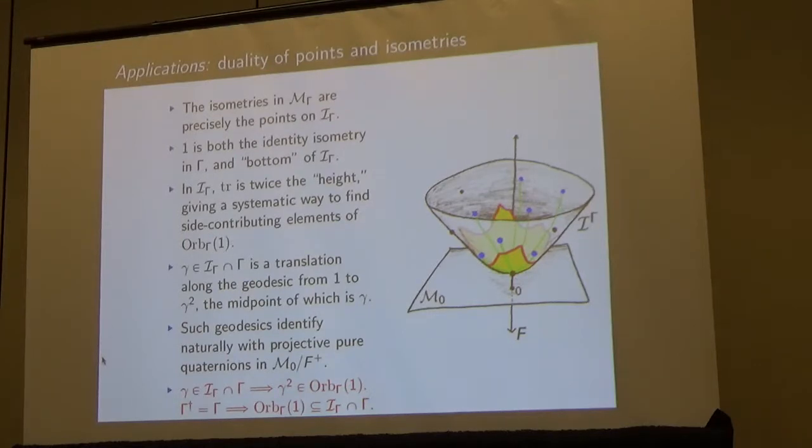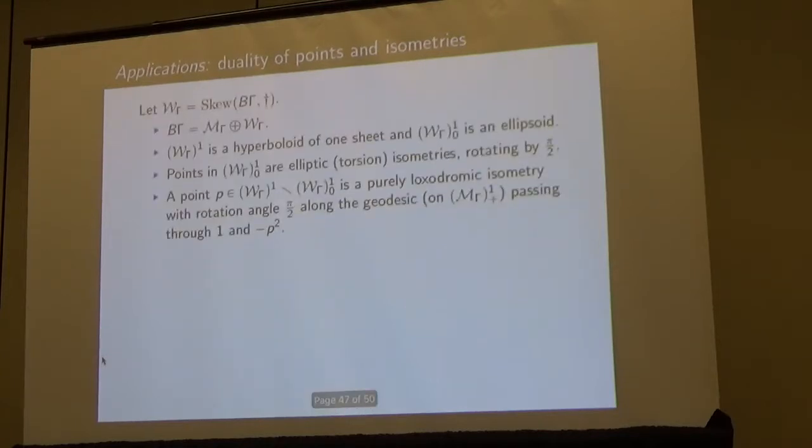In the case where the group is closed under the involution, then the orbit of 1 is actually contained in the intersection of the group with its hyperboloid model. This is something I didn't actually use, but always wanted to. You have the symmetric space, there's also the skew symmetric space, and you have an equivalent way of classifying points by their location in the skew symmetric space on a hyperboloid of one sheet. It turns out there are loxodromic elements that rotate by pi over 2. So that's something I always wanted to come back to and see if I can do more with, but so far I haven't.